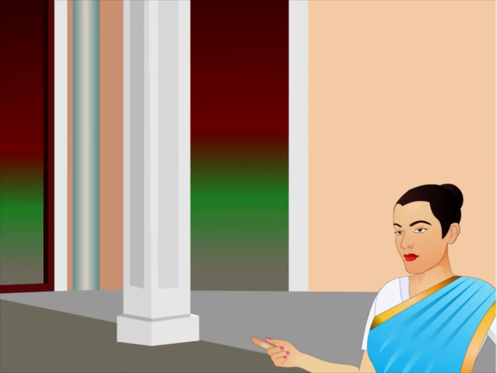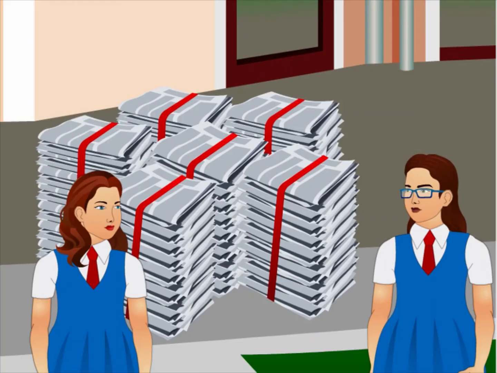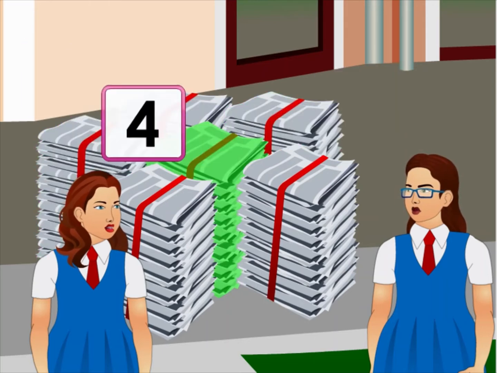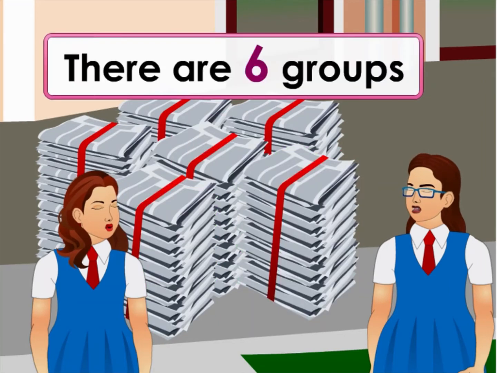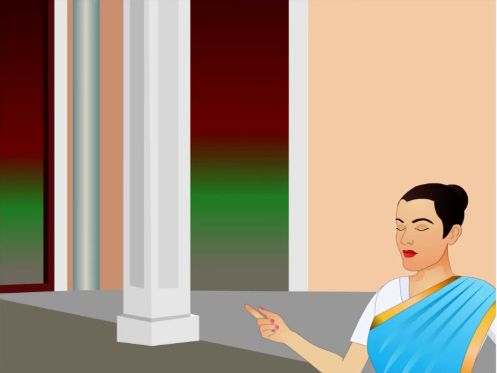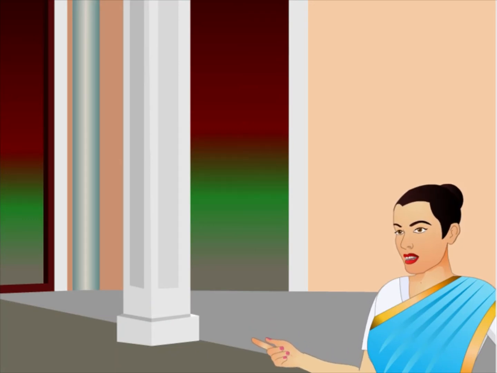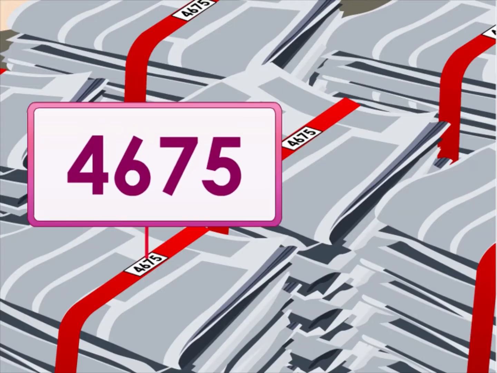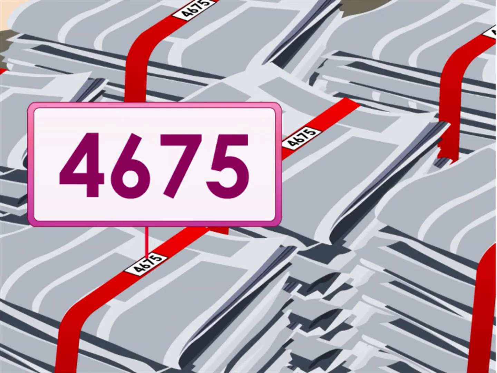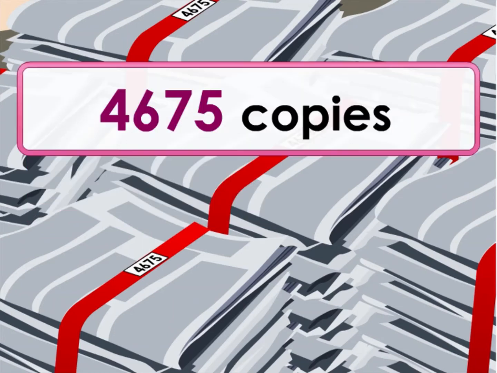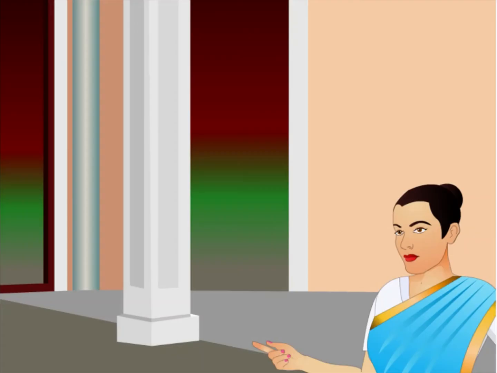Come, children, let's count the bundles of papers first. Look, they're already in groups. Count the number of groups they're in. Okay, teacher. 1, 2, 3, 4, 5, 6. There are 6 groups of newspaper bundles, teacher. Okay. How many copies of the newspapers are there in each group? The groups are labeled as 4,675. This means each group has 4,675 copies of papers.